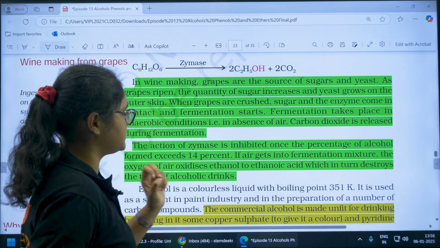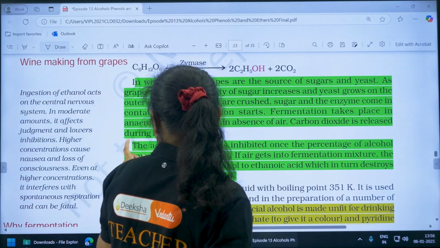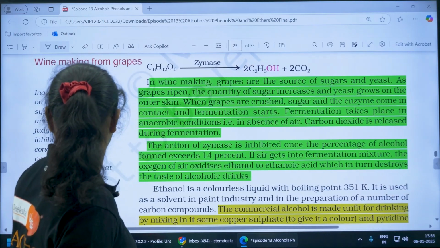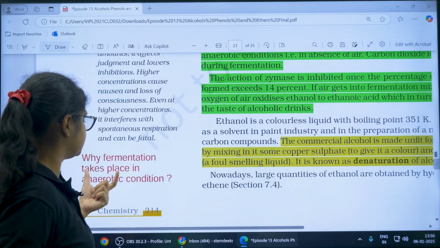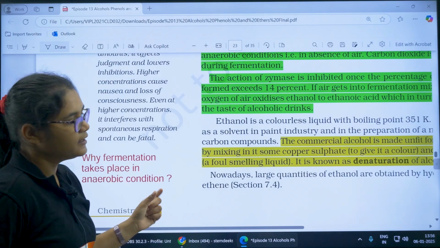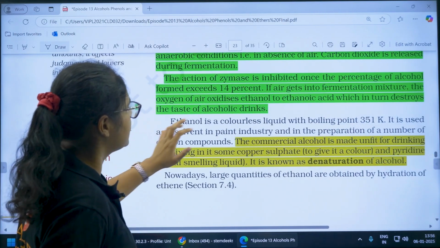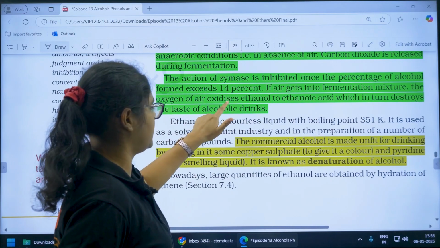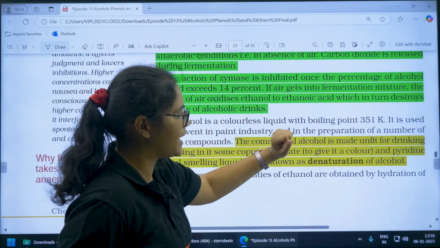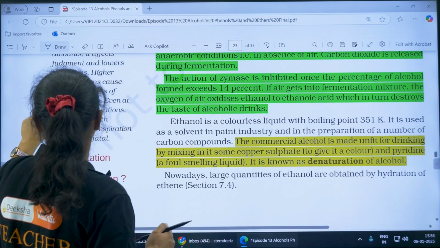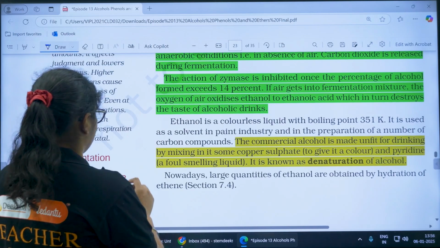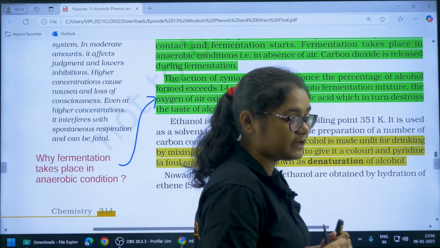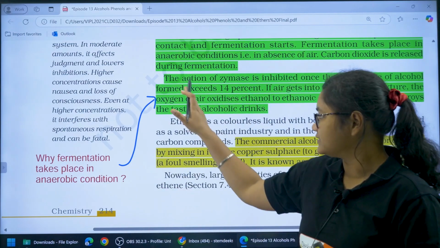Here one condition is that fermentation takes place in anaerobic condition. I think I had added a question here: why does fermentation take place in anaerobic condition? The answer is, if air gets into the fermentation mixture, the oxygen of the air oxidizes ethanol to ethanoic acid, which in turn destroys the taste of the wine. So this question and answer is here.